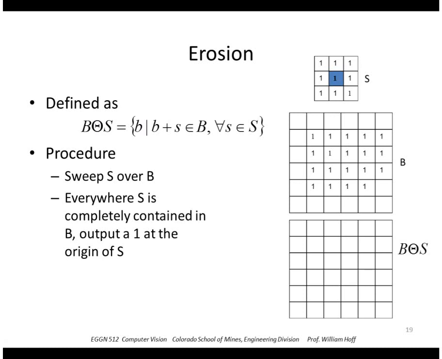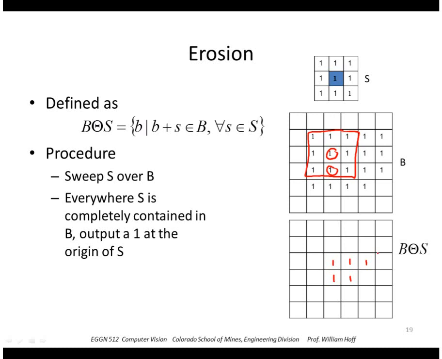So let me mark the positions of where S is completely inside B. So this pixel here, this 3 by 3 region is completely inside B, so I output a 1 here. Same thing is true for here, here, here, here. I think that's it, right? Yes. Okay, so that would be the erosion of B with S.